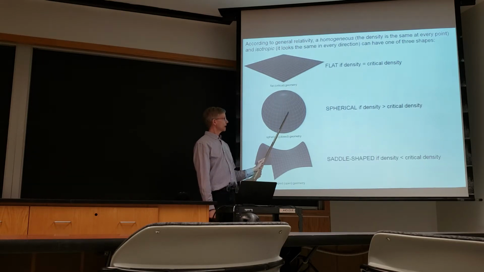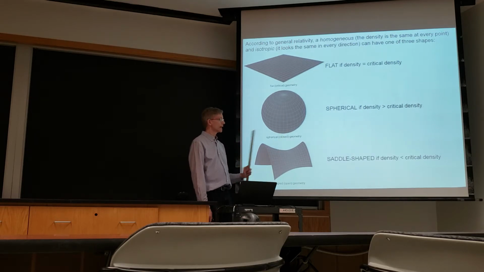Make the density any higher and the universe becomes spherical. Make it any lower and the universe would be saddle-shaped. And that's that relation, that there's a critical density for which the universe would be flat. Higher than that makes it spherical. Lower than that makes it saddle-shaped.